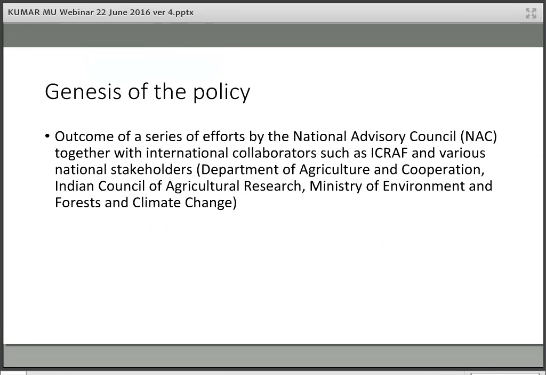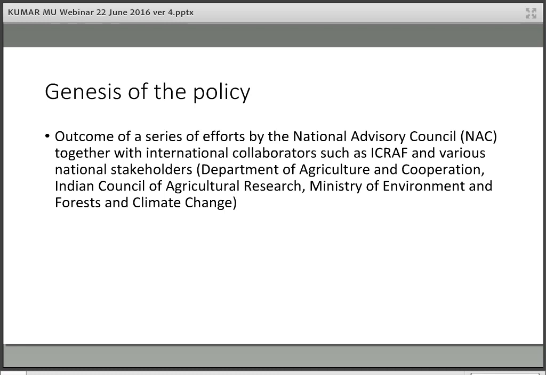Regarding the genesis of this policy, it was the outcome of a series of efforts by the National Advisory Council together with international collaborators such as the ACRAF and various national stakeholders such as the Department of Agriculture and Cooperation, the Indian Council of Agriculture, and the Ministry of Environment, Forests and Climate Change, Government of India.